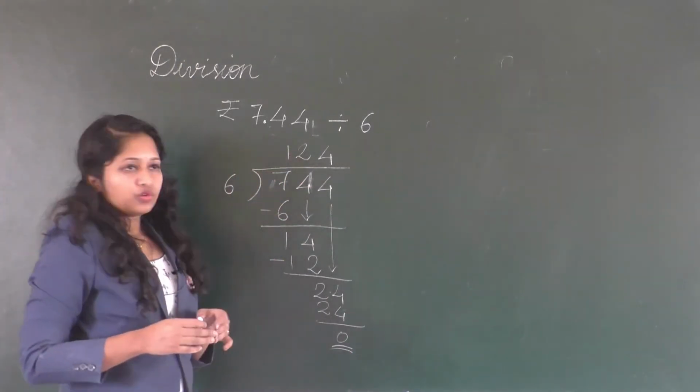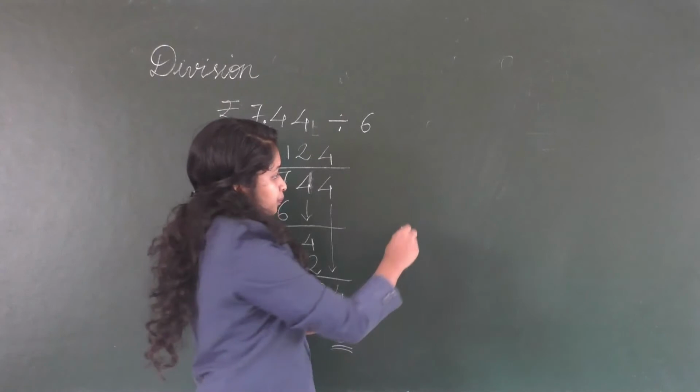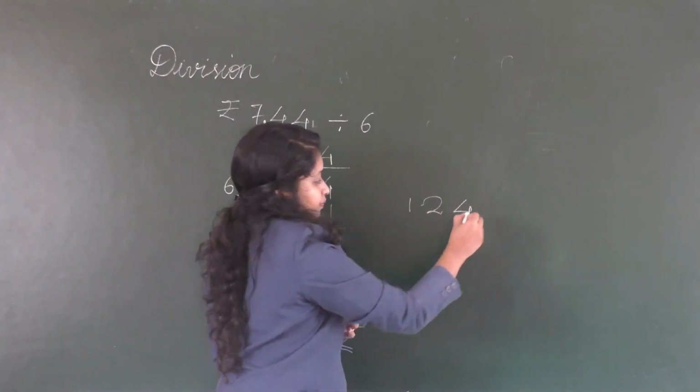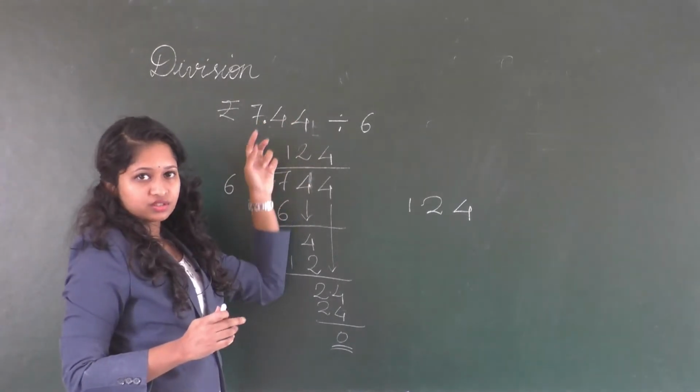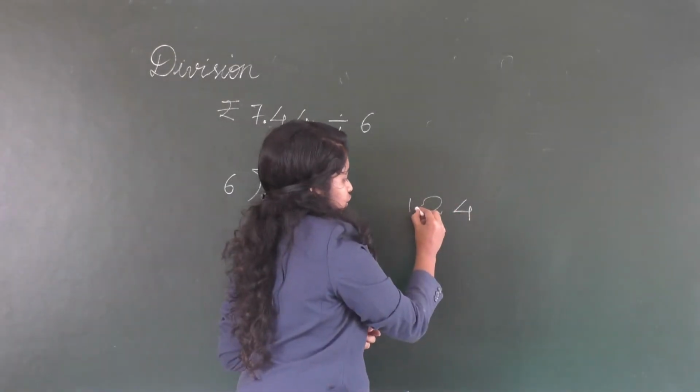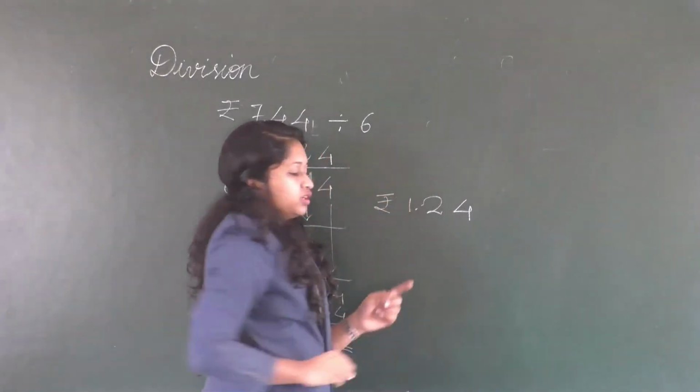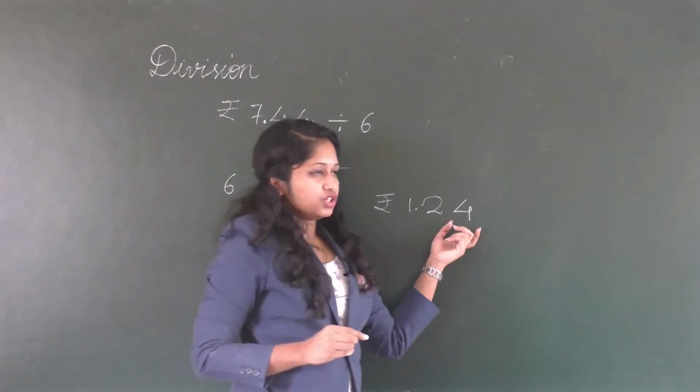Now I got 124 in the place of quotient. Now see the point in 7.44 is after 2 digits. So put the point after 2 digits. So the answer is 1 rupee 24 paise.